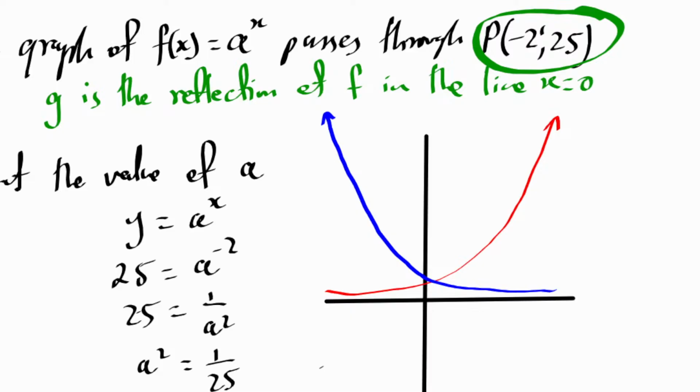The x value is -2. Remember, for any point, you always have an x coordinate and a y coordinate. So I've substituted the x value, which is -2, and the y value, which is 25.